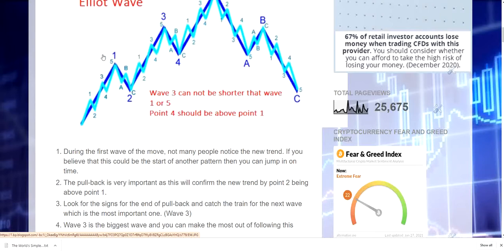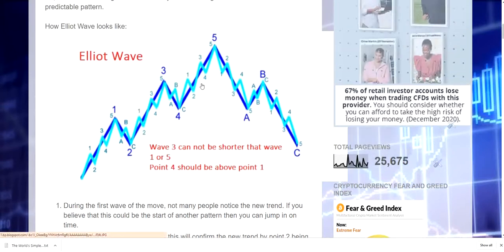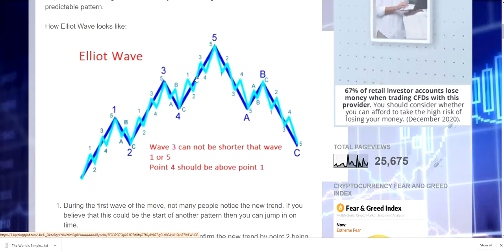On each move upward, we have pullbacks. So you will see the pullback. You just keep analyzing the situation, and then you see that the pullback finishes somewhere above this start point, then it goes back up. That's a very good indication that the uptrend has resumed. And now you've got the chance to set up your trades based on Elliott wave.